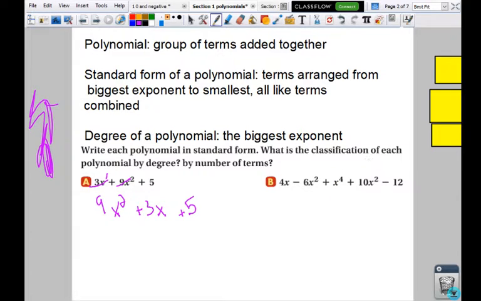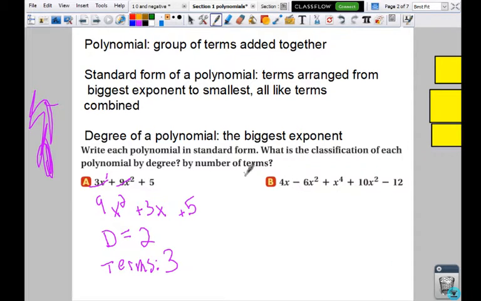We're going to classify it by degree, which is pretty easy. My degree, what's my biggest exponent? 2. Just 2. My degree is 2. That's it. That part's easy. And then the number of terms is just how many things are we adding together? We are adding together 1, 2, 3 things. 3 terms. Pretty easy. Hardest part is just making sure you combine your like terms.